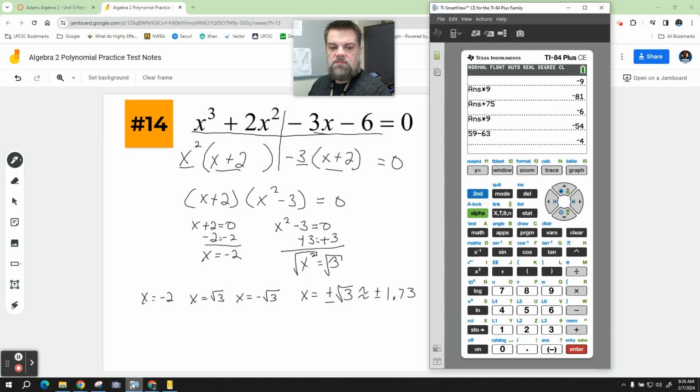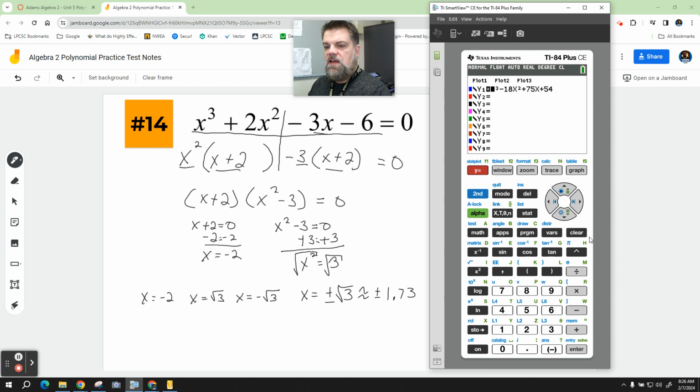Let's graph it. So if I go in here and I clear this out, I'm going to say x cubed plus 2x squared. This is what it'll look like for some of your older calculators. Minus 3x minus 6. And then I'm going to hit zoom fit. So just plug in the graph. Go to zoom fit. And you'll get something like this. Now I'm going to actually do zoom standard.